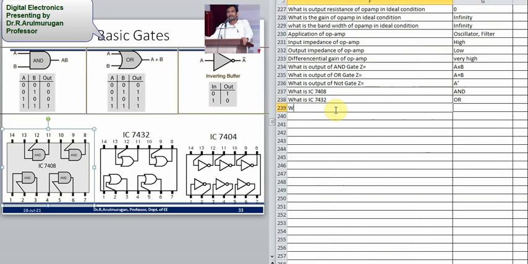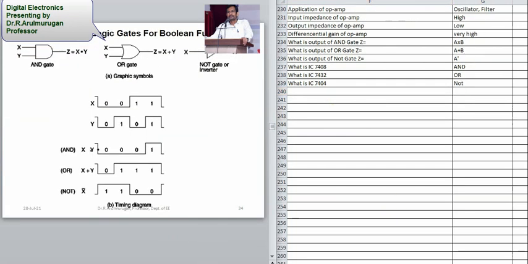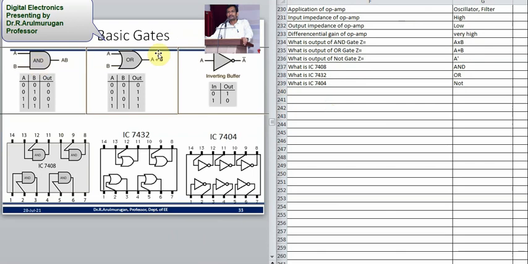Then what is IC 7404? 7404, that IC means it is a NOT gate. So 4 is coming here also, which means that is called a NOT gate. So you are going to remember and keep in your mind about the ICs. That's all. We have already discussed in depth the AND gate, OR gate, and NOT gate.